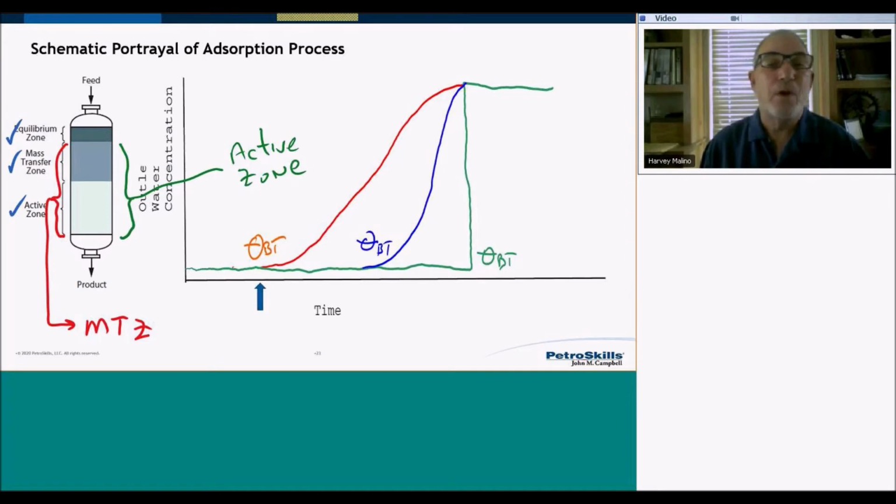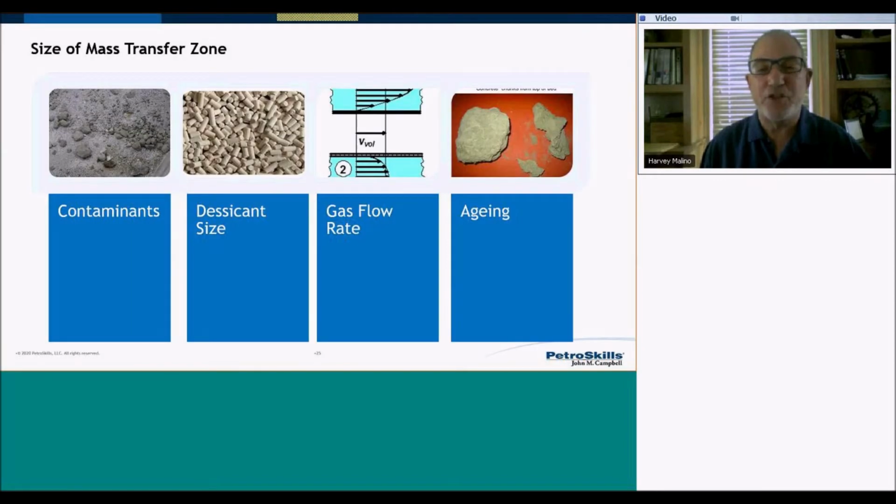So, what affects the length of the mass transfer zone? We know we want small mass transfer zones. Well, probably the biggest thing that will affect you is contaminants in the feed gas. I'm going to say this many times during this presentation. Invest in a good quality inlet filter coalescer.